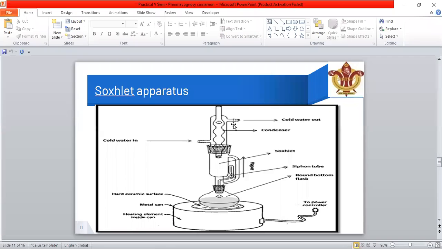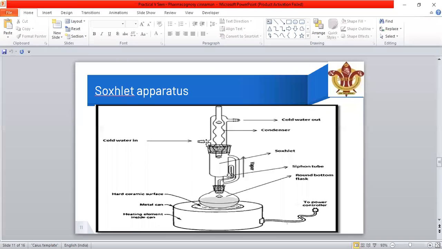You remove the condenser, and in the thimble you place the drug, and you place it in this extracting unit. This is the side tube from where the solvent will heat up and come in the steam phase. From the side tube it will go up, and from here the steam will go up into the condenser. The condenser has two openings: this is the inlet and this is the outlet.